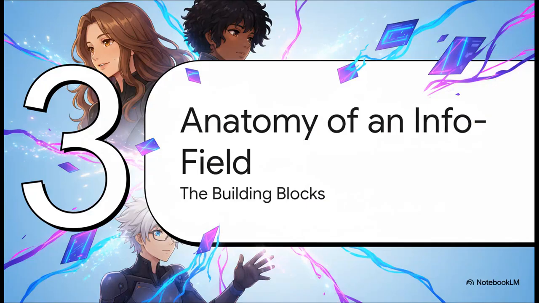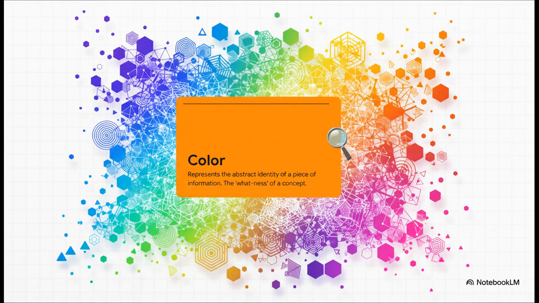Okay, so this all sounds great in theory, but what's actually under the hood? How does an info field work? Well, the hypothesis boils it down to three fundamental building blocks. Think of them as the dimensions that define this entire information space. The first one is called color. And I know what you're thinking, but let's get this out of the way. We're not talking red, green, or blue. Not at all. In this context, color is the abstract identity of something. It's the pure essence, the whatness of a piece of information. It's like the unique fingerprint of a concept.